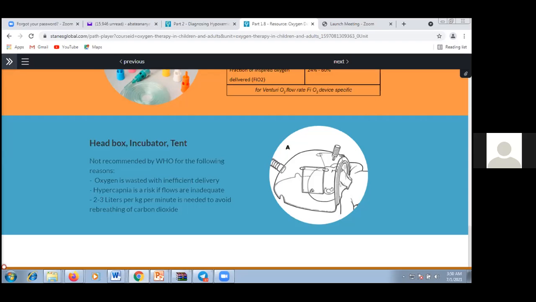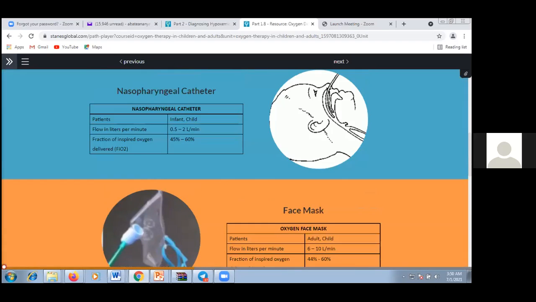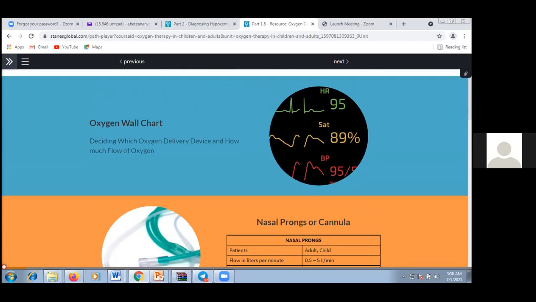So having this oxygen chart in your setup on your wall, somewhere visible for everyone practicing in the emergency department, ICU, OR, or wards, helps to select between oxygen delivery devices and to know how much oxygen we are delivering.